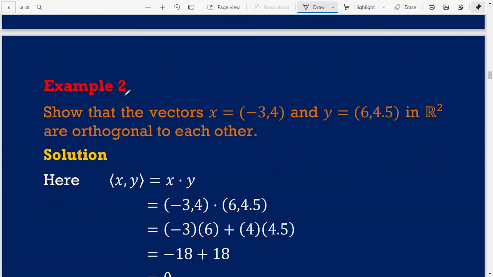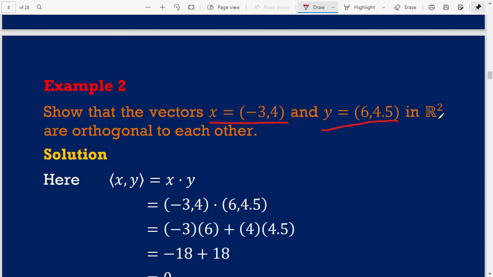Now example, show that the vector x is equal to (-3, 4) and y is equal to (6, 4 into 5).